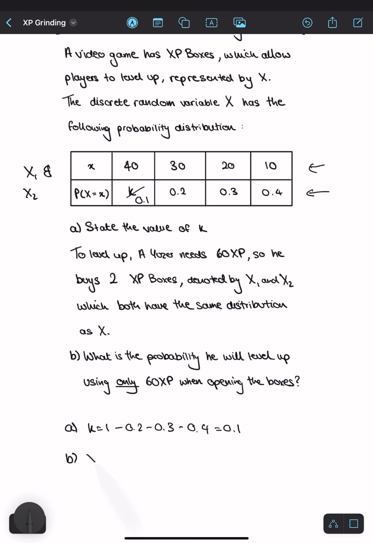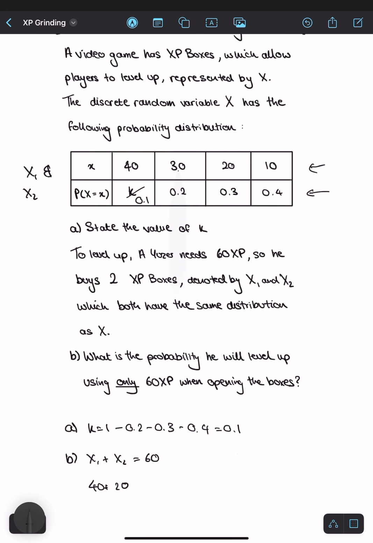So we need X1 and X2 to sum to give us 60. We need to see which values add together from the distributions to give 60. So let's say you chose X1 as 40. Can you get to 60 from X2? You can, adding 20. So 40 plus 20 is one way.